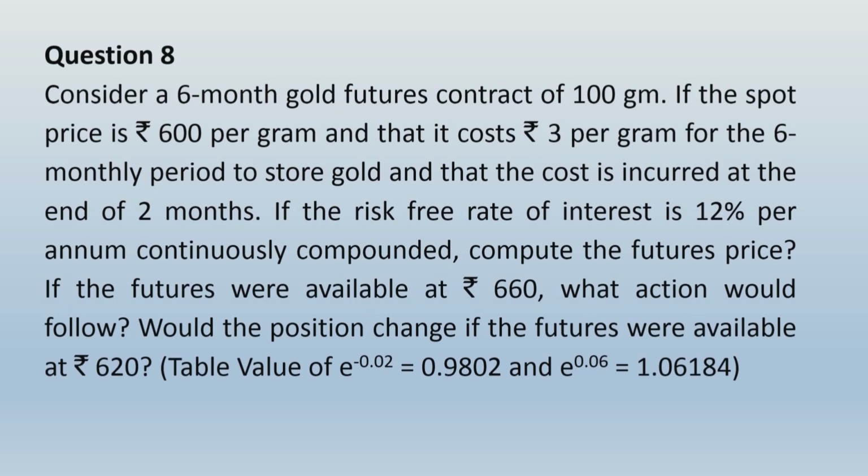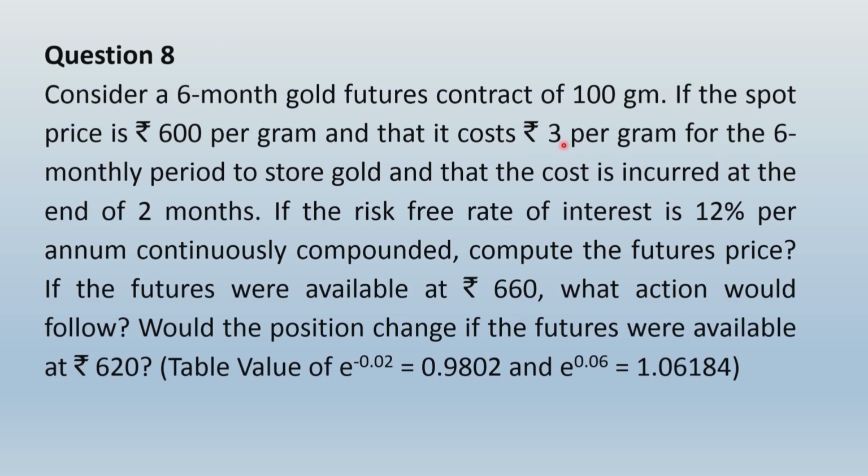So let us first analyze the question. What is given over here? The lot size is 100 grams of gold and this is the spot price S0. It would cost rupees 3 to carry the gold and this is payable after 2 months. So friends, we cannot directly add 3 to 600. You should understand that 3 is payable not today but after 2 months. So this 3 will be converted to its present value over a 2 months period, and the present value of 3 will be added to the spot price. So it will be S0 plus C0.